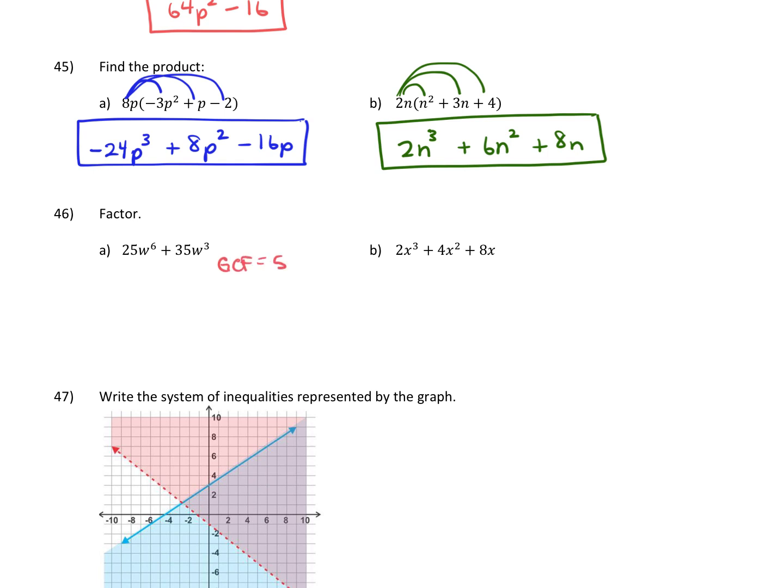Do they have any common variables? W to the 6th, W to the 3rd. Yep, they've both got W's. What's the most W's they both have? W to the 3rd. So we're going to factor out of 5W cubed. And that's going to go out in front, and we're going to factor that out of each term.